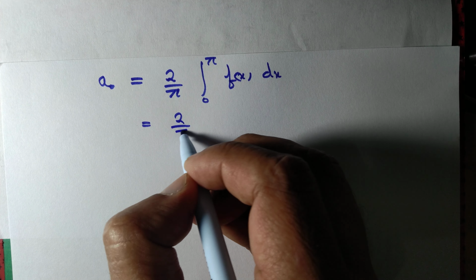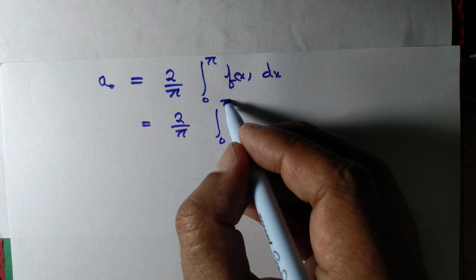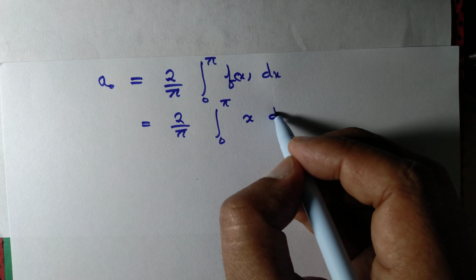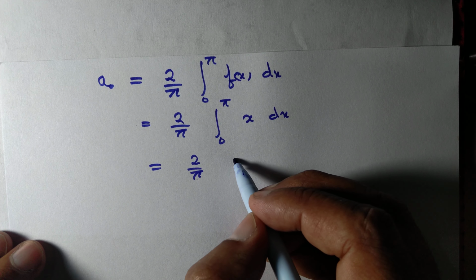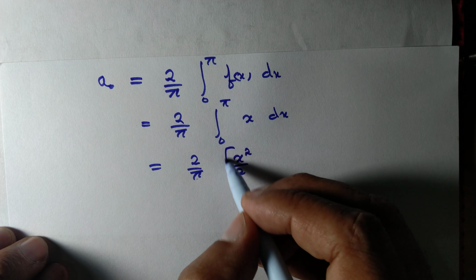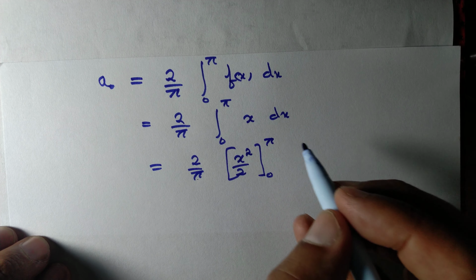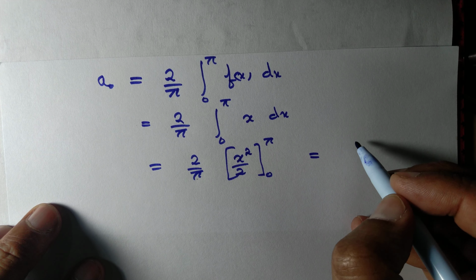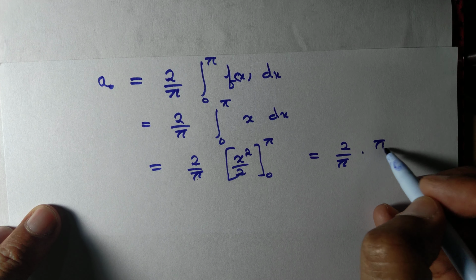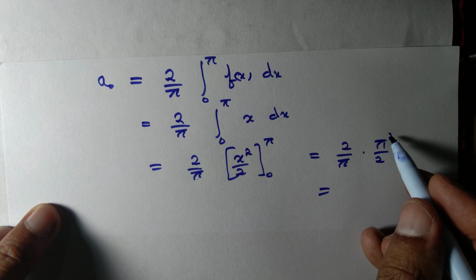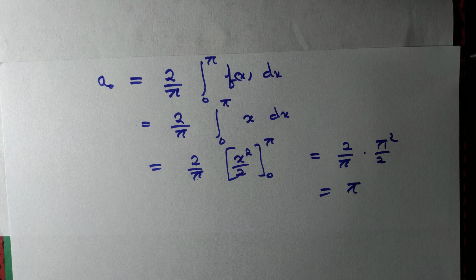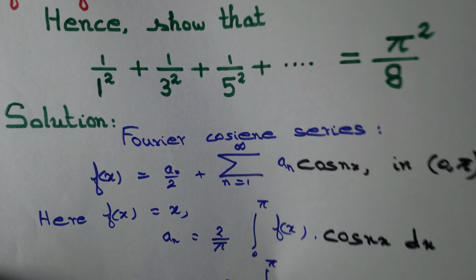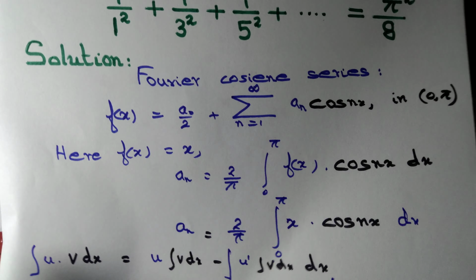And that is equal to 2 by pi integral 0 to pi, f(x) is just x, so x dx, and that's equal to 2 by pi, integral of x is x square by 2, and the limits are 0 and pi, so this is 2 by pi into pi square by 2. And when we cancel pi and 2 out, we are just getting a0 equal to pi. So we have computed a0 and an. So why don't we write the Fourier cosine series now?